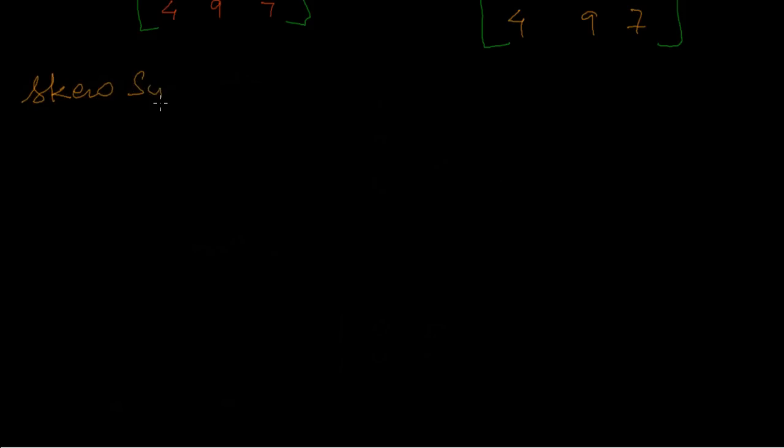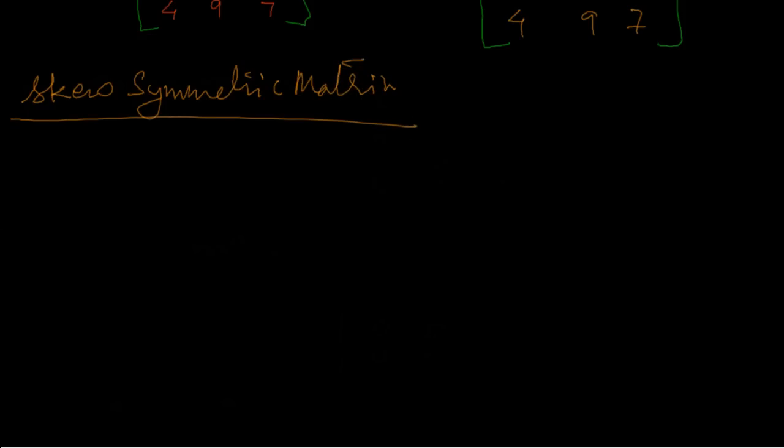Skew symmetric matrix. In a skew symmetric matrix, I will explain first. I put one matrix here, A: 0, minus 9, 3, 9, 0, 4, minus 3, minus 4, 0. So this is a skew symmetric matrix.